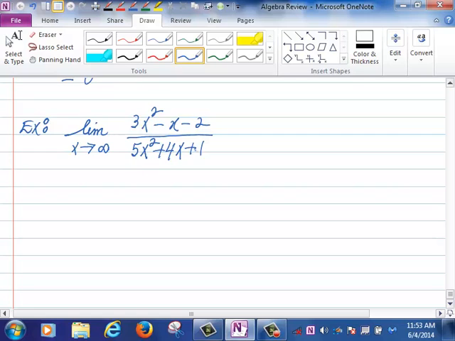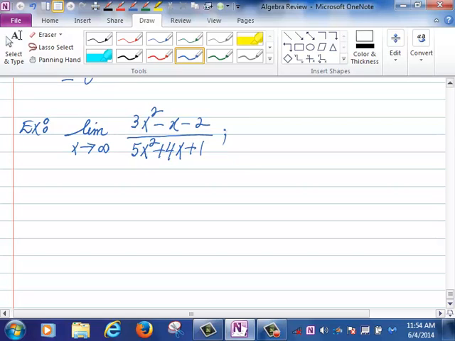What's the limit of the numerator? Anyone? What's the limit of the numerator? I'm just asking what's the limit of the numerator part as x goes to infinity.